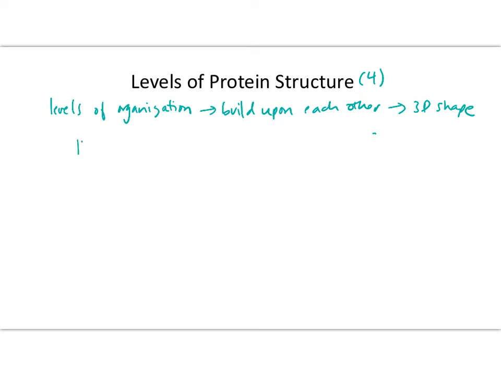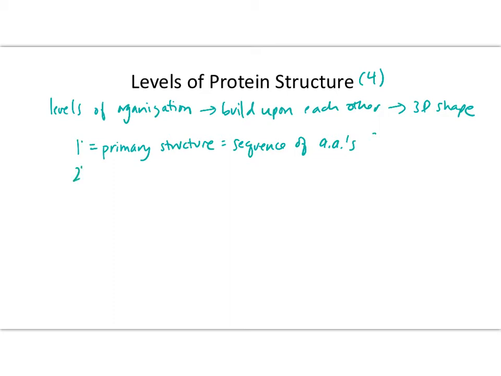So the first level is called primary. It's often abbreviated with a 1 and a little degree sign. Primary structure is simply the sequence of the amino acids in a given protein's chain. And so that might be methionine, alanine, glycine, etc. So it means which amino acids are found in what order.